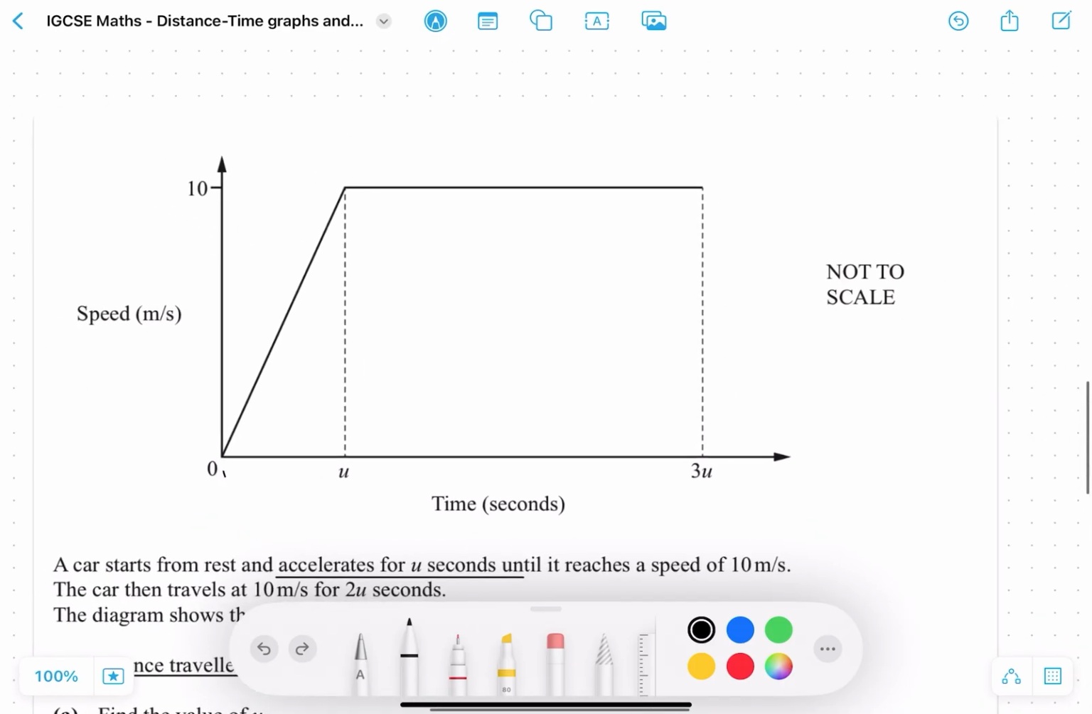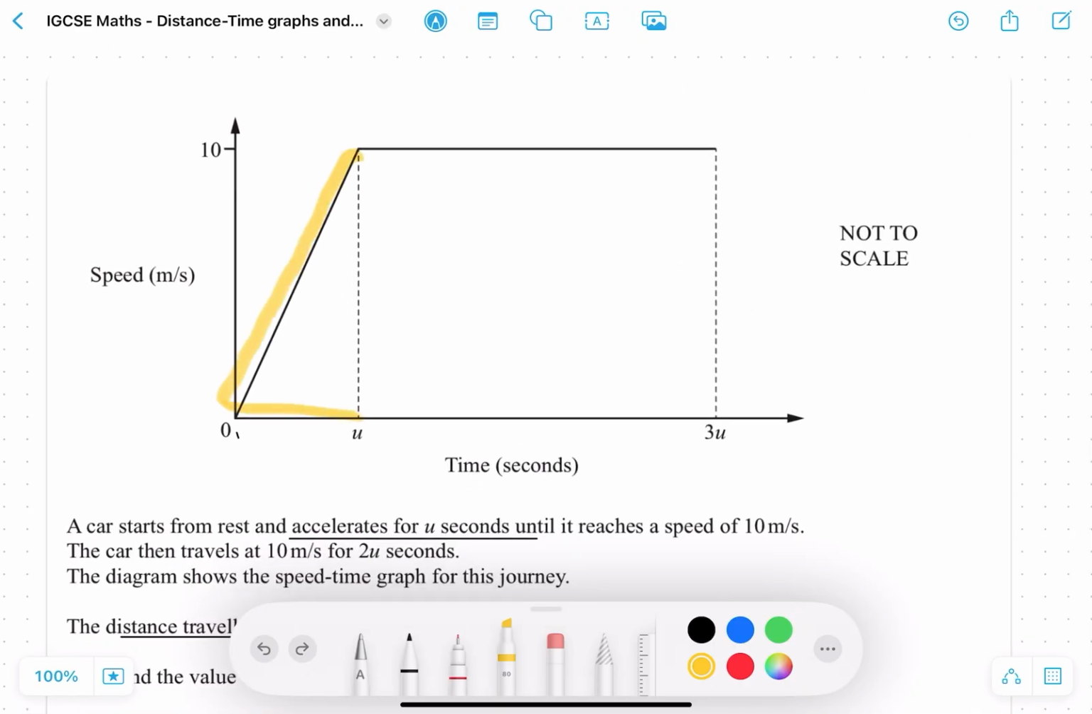We can either calculate the area of this as a trapezium, and you should know the formula of a trapezium. It's also in my formula booklet if you're not sure about that. Or to simplify things, we can calculate the area of this triangle first, and then the area of this rectangle. So let's do both ways. Let's first calculate the area of this trapezium.